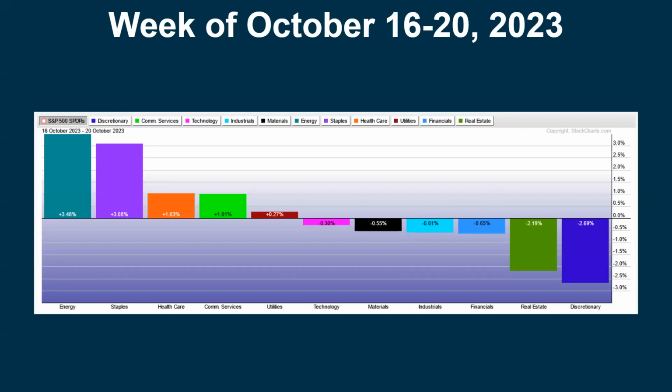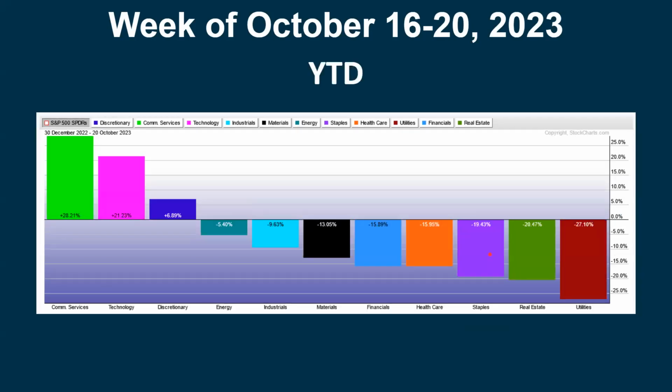So looking at the sectors for the week, we had energy, staples, healthcare, communication, and utilities. They were up on the week, where a lot of these have been really getting hammered. All of the other sectors ended up being down. Going back to the beginning of the year, we have communication, tech, and discretionary. They have been performing the best.